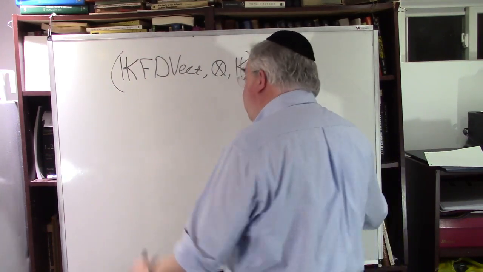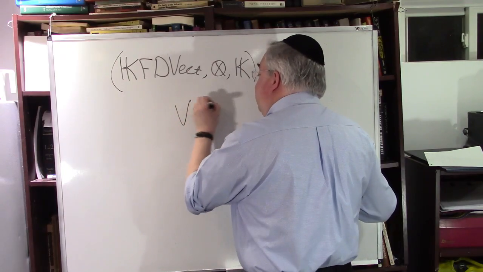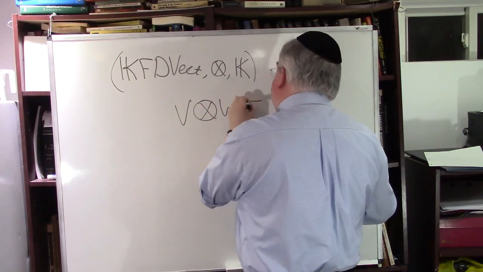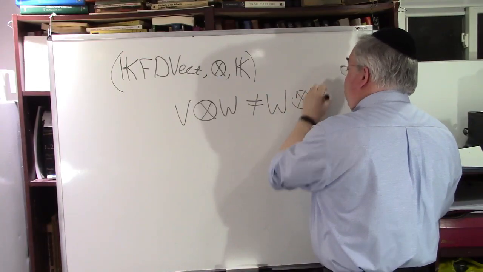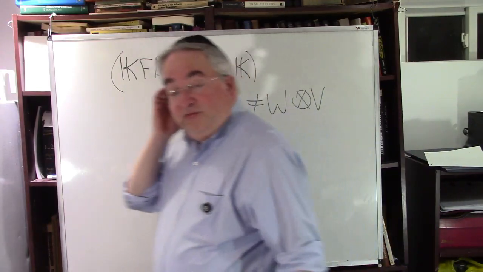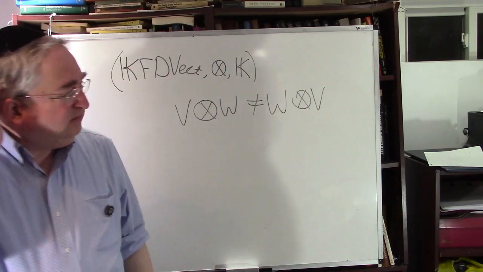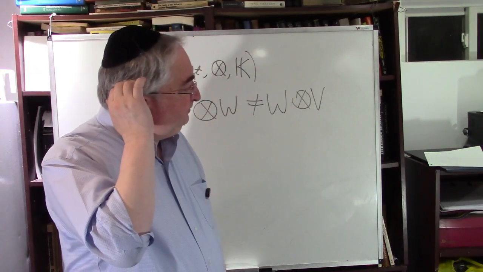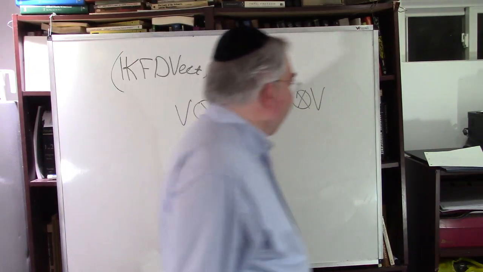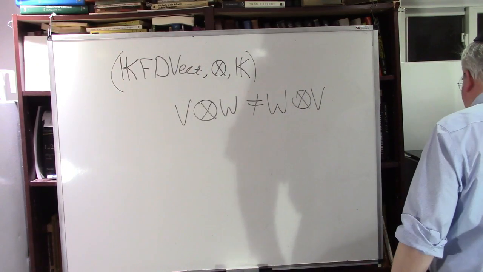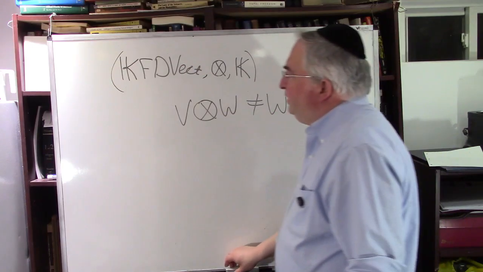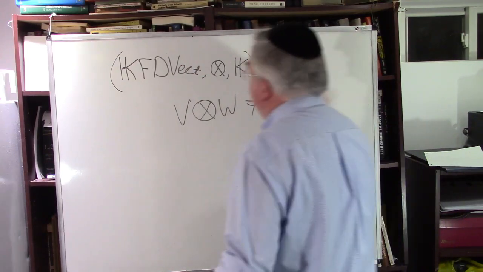In general, V tensor W is not equal to W tensor V. There might be an isomorphism, there's an isomorphism in between them, but we're going to leave that alone. Okay, great. So a few quick more examples.